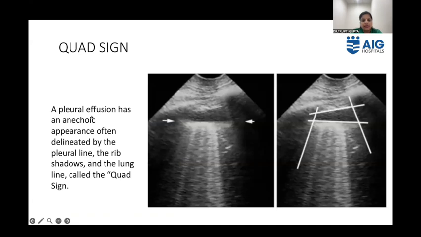The next one is the quad sign. The pleural effusion has an anechoic appearance. Here we draw four lines like a quadrangle, and this will delineate the pleural line, the rib shadows, and the lung line, and this is known as the quad sign.